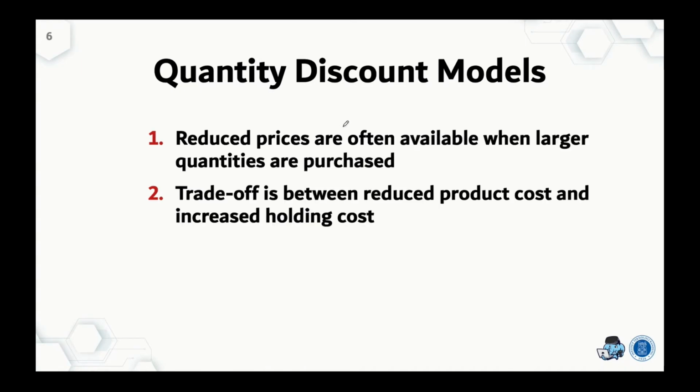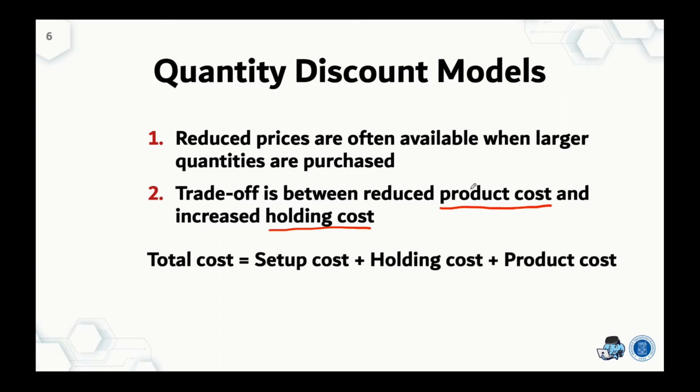In the quantity discount model, reduced prices are often available when larger quantities are purchased. The trade-off is between the reduced product cost and increased holding cost. This is common: when we purchase a large number, the holding cost will increase. But if we buy a small number, we cannot get the reduction of the product cost. So this is the trade-off that we should solve.